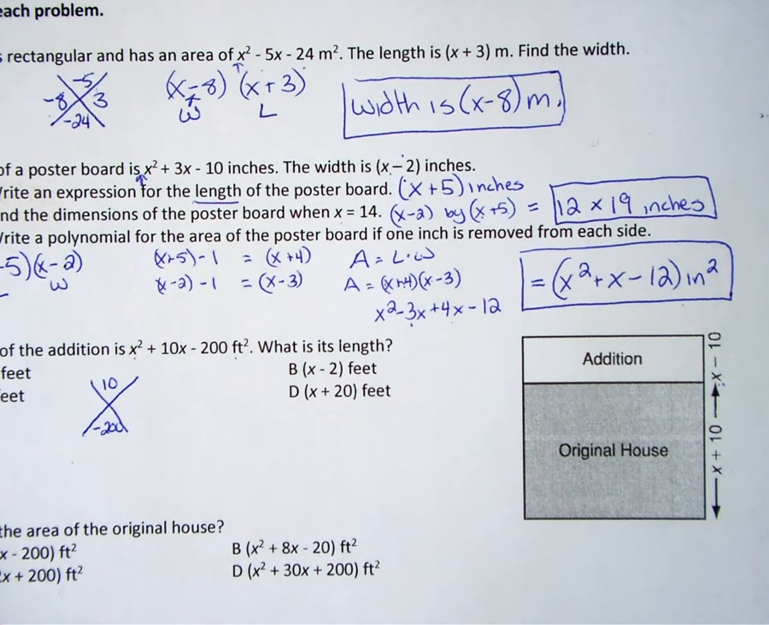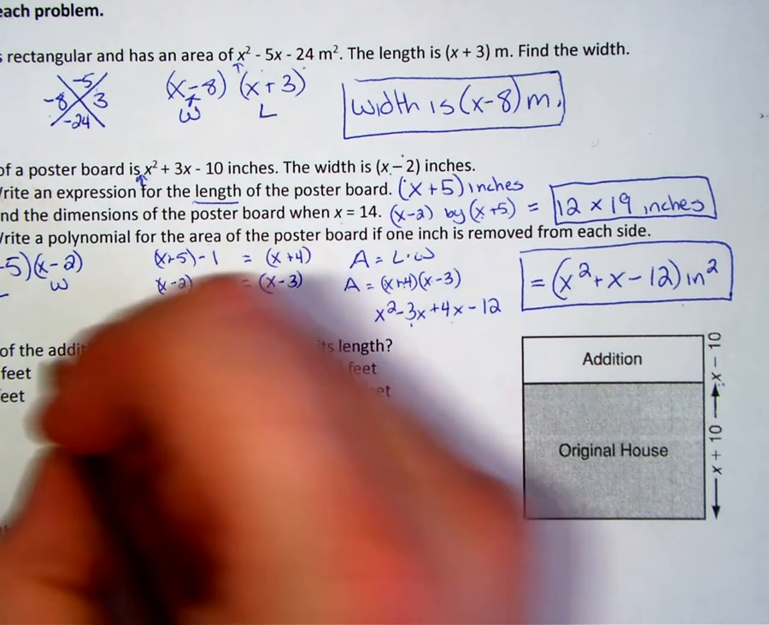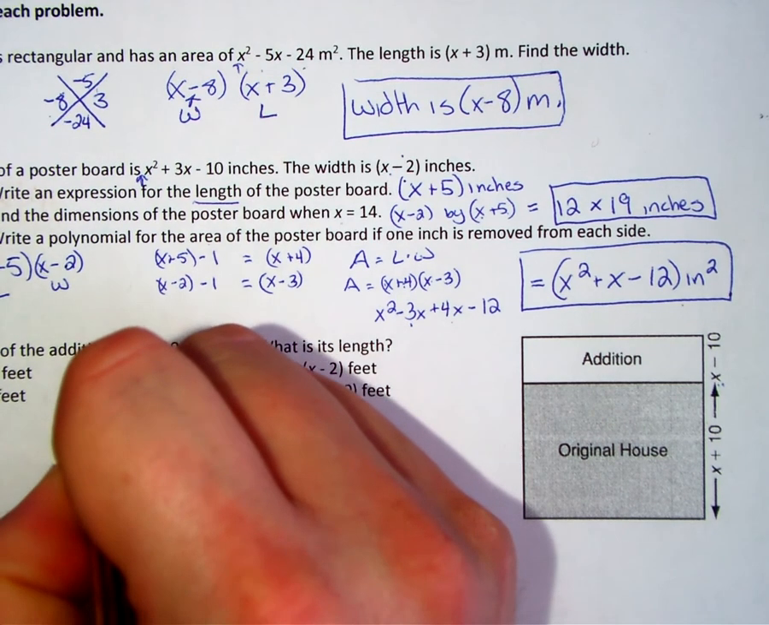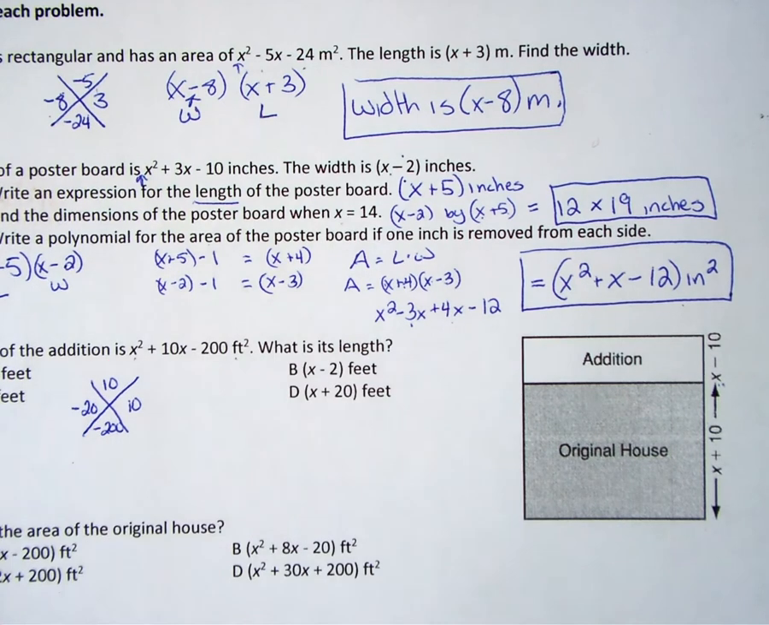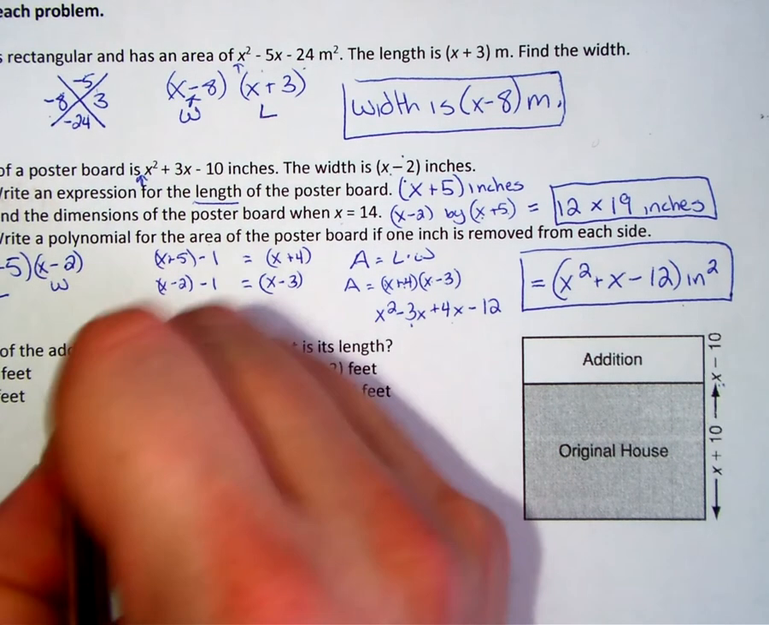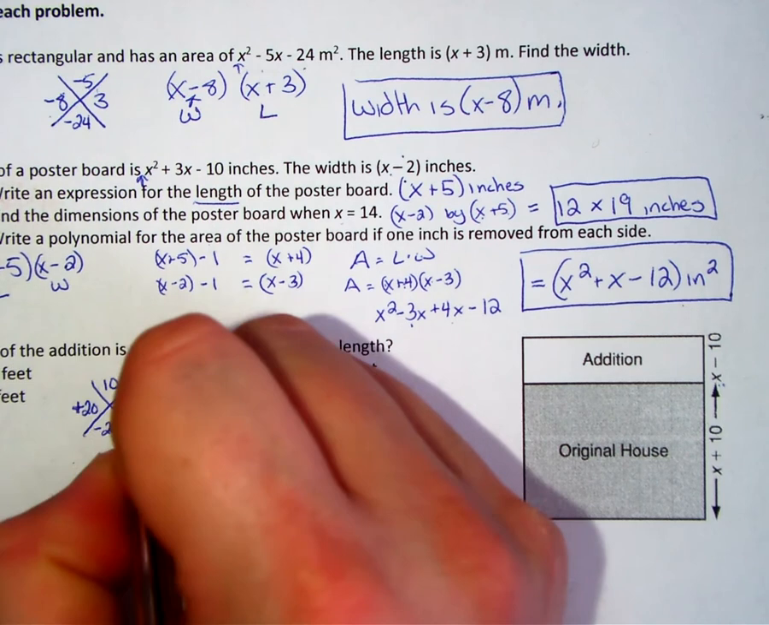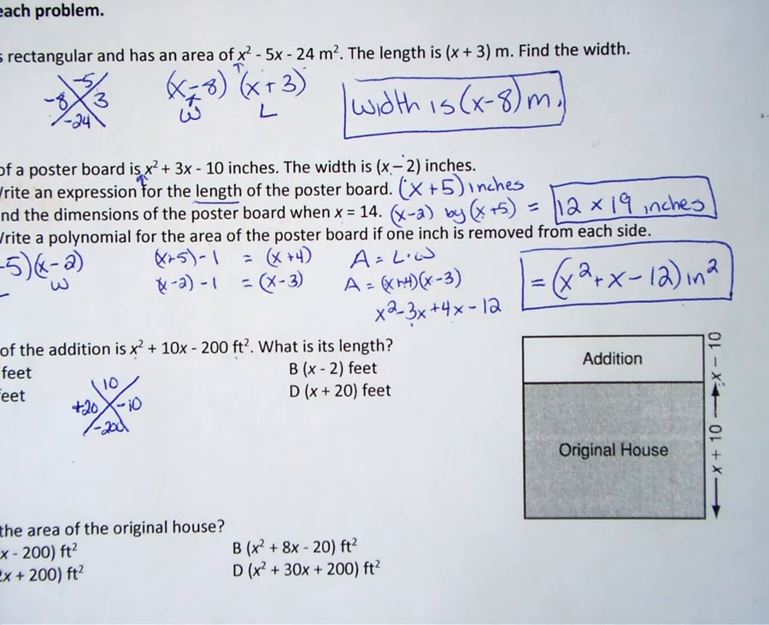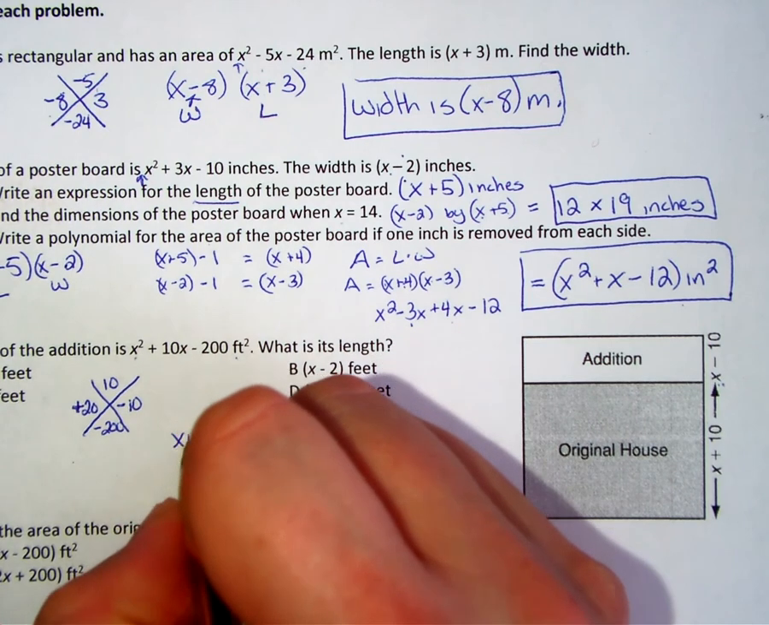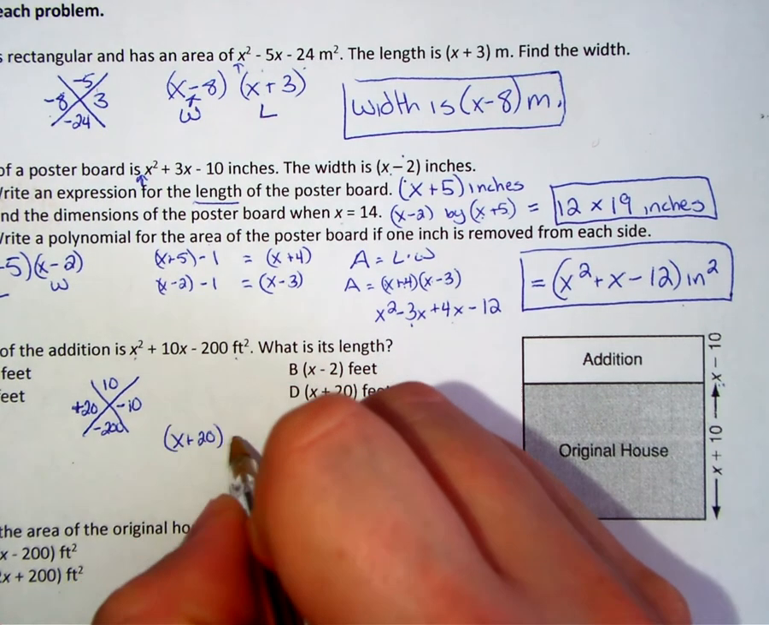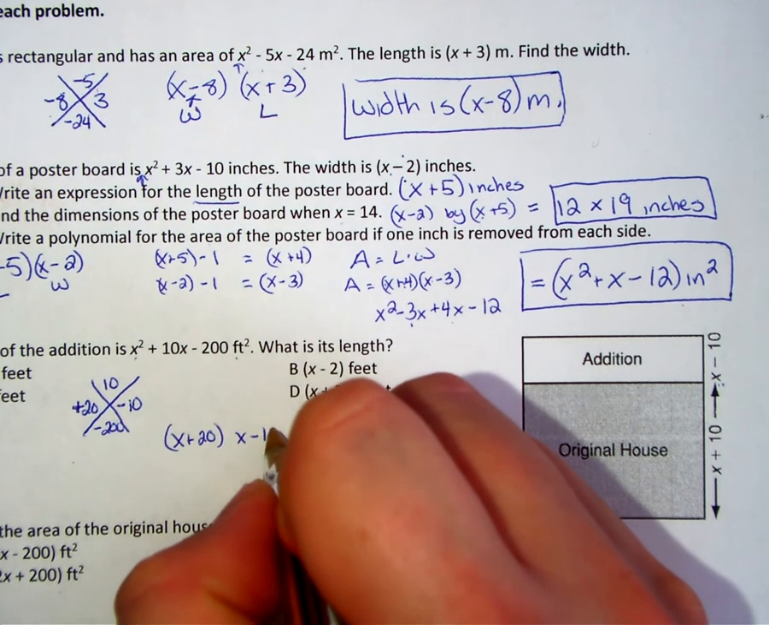Well, 10 times 20 is 200. So if one of them was negative, maybe something like the negative 20 and a 10. Wait, nope, that's going to give me a negative 10. How about a positive 20 and a negative 10? Well, that would do it. So my factors are x plus 20 and x minus 10.